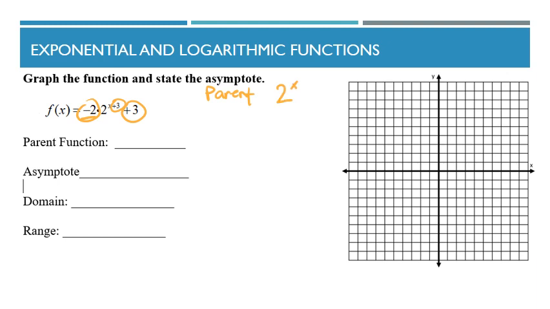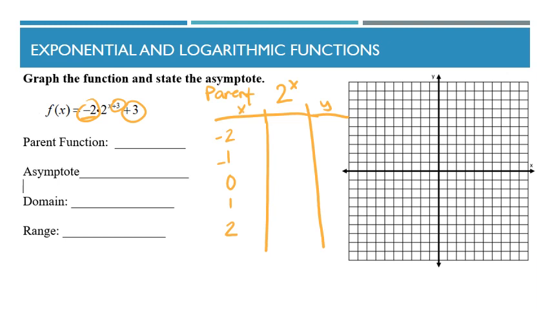My parent function is 2 to the x. If I start with my parent table, what am I going to have? When we have these values, there's no rule that you should always use these numbers. You can start with the standard x values, but then I have to do a little bit of work. I need to actually find what is 2 to the -2. So I'm going to do some work before I get to my y values.